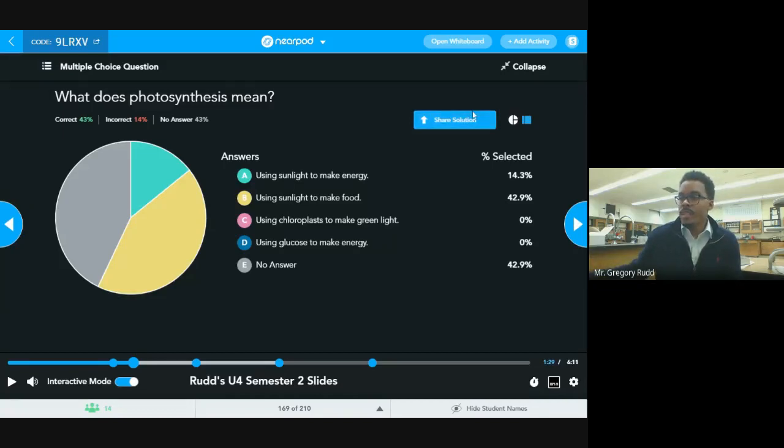Okay, so the solution here, of course, is using sunlight to make food. Now, I had a lot of people in my last class confuse it with using sunlight to make energy. We do not use sunlight to make energy. That is skipping a step. First, we need to make food, and then we can use that food to make energy. So don't skip that step. That's an important one.